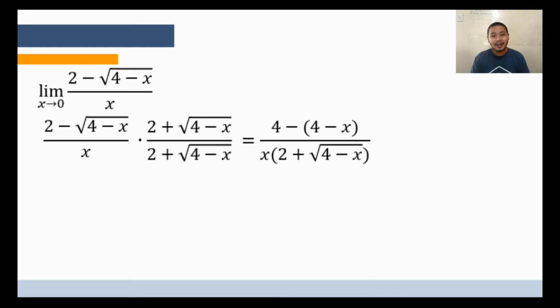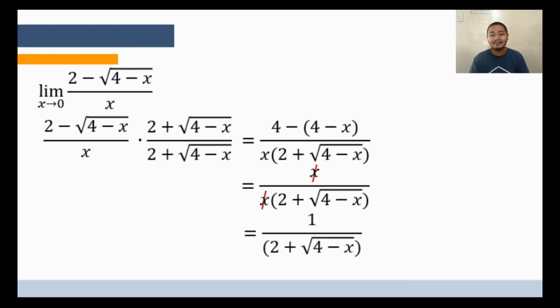Ayan. 4 minus the quantity of 4 minus x all over x times the quantity of 2 plus the square root of 4 minus x. Ngayon, yung numerator natin, ang matitira na lang dyan ay x. Sir Ben, bakit? 4 minus 4 plus x. So, 4 minus 4, that will be 0. In this case, makakancel na yung x. So, matitira na lang dyan is 1 over 2 plus the square root of 4 minus x.